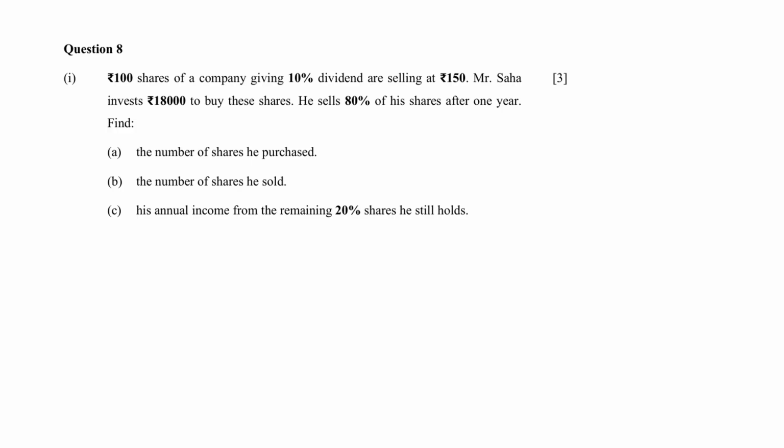So a rupees 100 share of a company giving 10% dividend is selling at rupees 150. This is my market value. My dividend is 10% and the rupees 100 share is my NAV value. Investment is rupees 18,000 and he sells 80% of his shares after 1 year. Find the number of shares purchased. Total investment is 18,000.